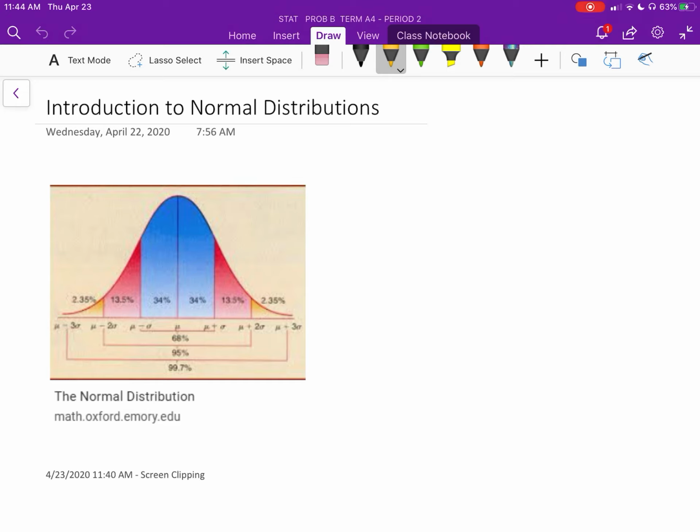And this first one is just a little introduction to these normal distributions. So if you look here, here is a model. This is what we're talking about. A normal distribution is like this, called a bell curve.